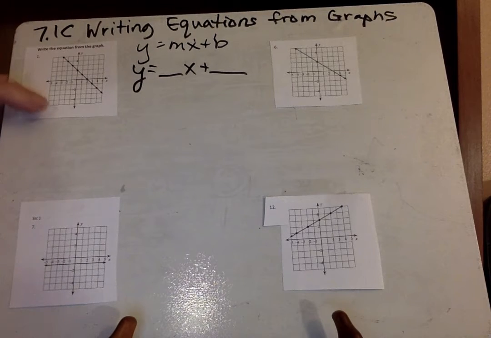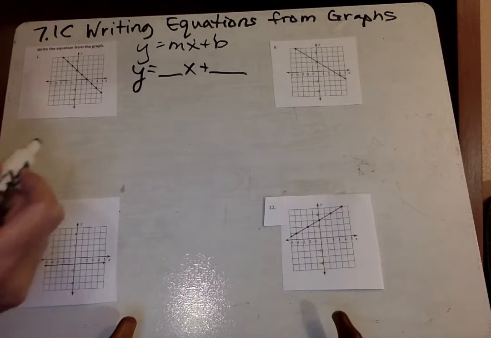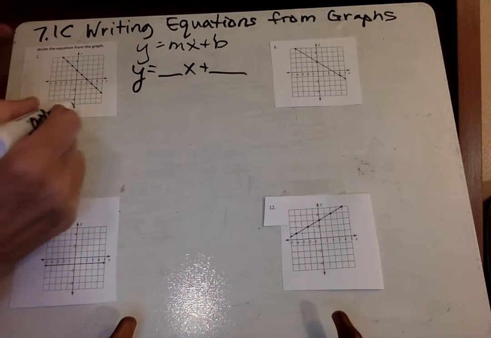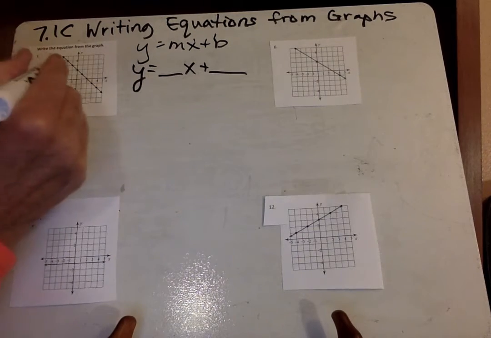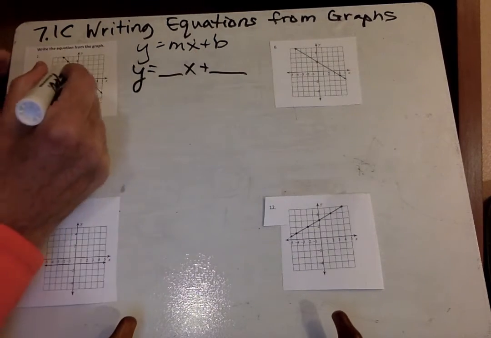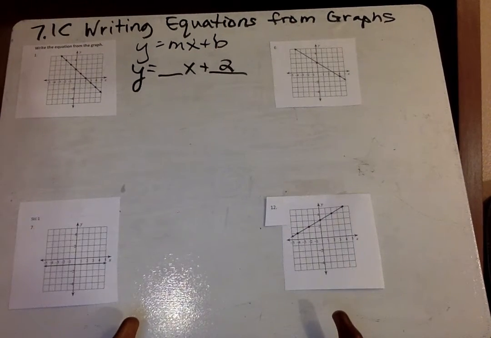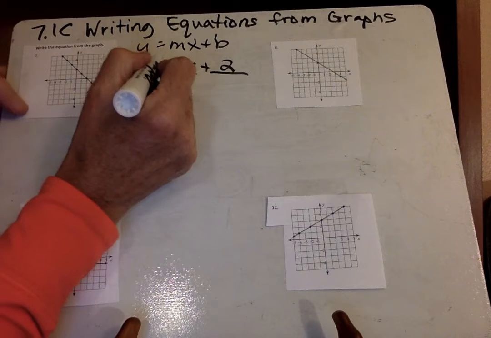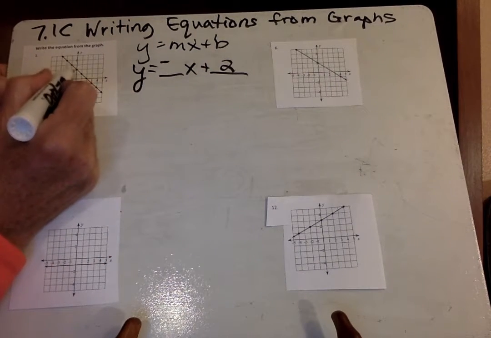Now for this particular problem here, it's really nice because it has dots right there, so you can go from one dot to the next and figure out the slope. First, we're going to start with b, and it's where it crosses the y-axis, and that's called the y-intercept. So we go up, and that is going to be at 2.